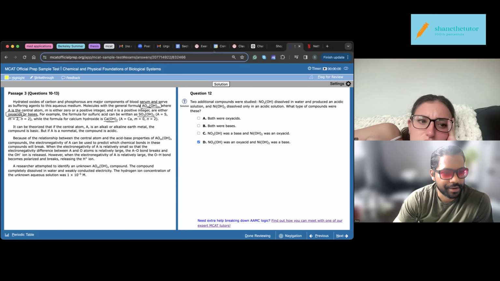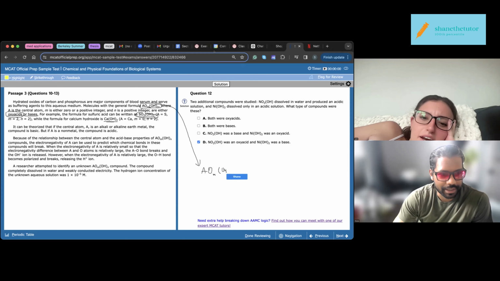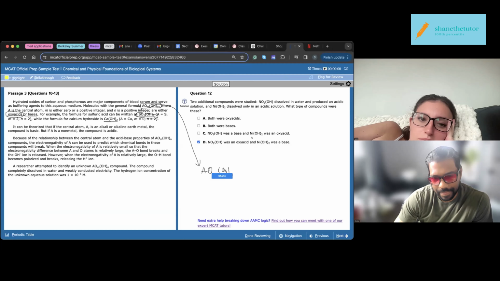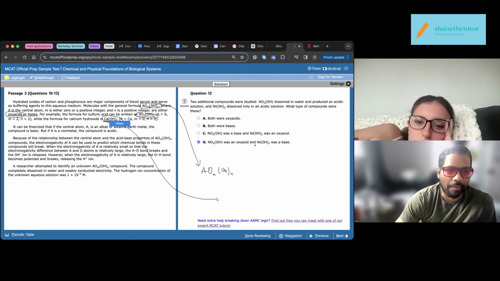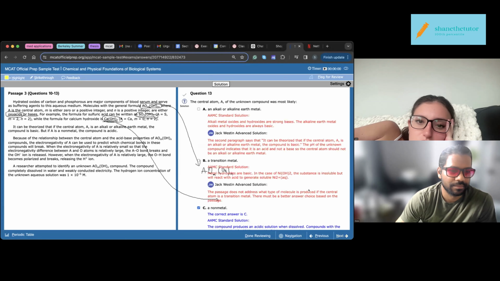So for the oxyacid, it must look like this. This is an oxyacid because it's NO, and the A here is the N. Then this one was a base because it doesn't have the oxygen. This would be the base, right? Like hydroxide. Yeah, and same here. You just replace the calcium part with the nickel. Perfect.